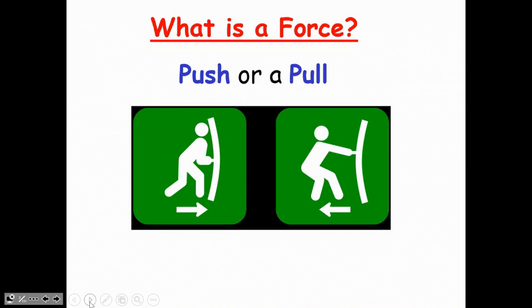In physics, we define a force as either a push or a pull. Not a super technical definition, but at the scale that we work with forces, a push and a pull is a sufficient definition for what a force is. And in physics, a push or a pull makes no difference. They're both the same thing.